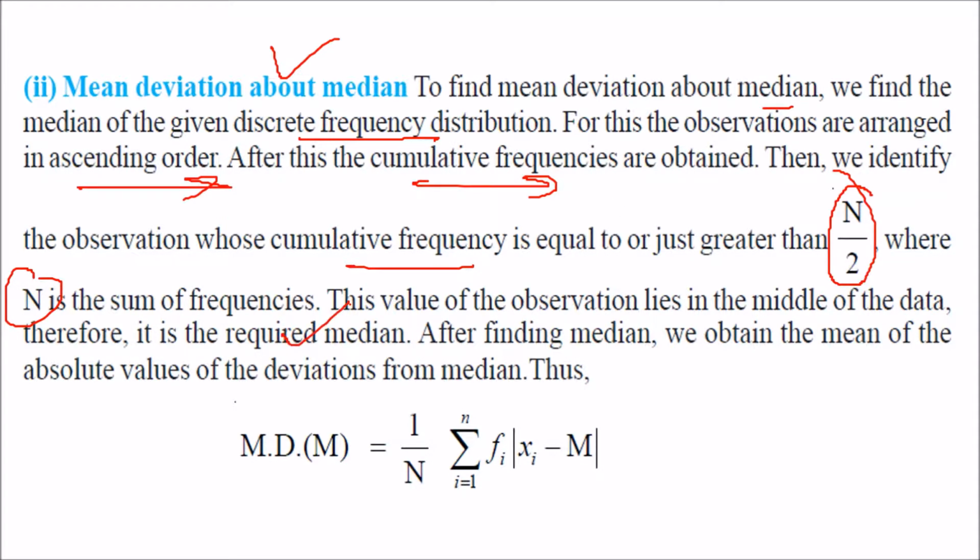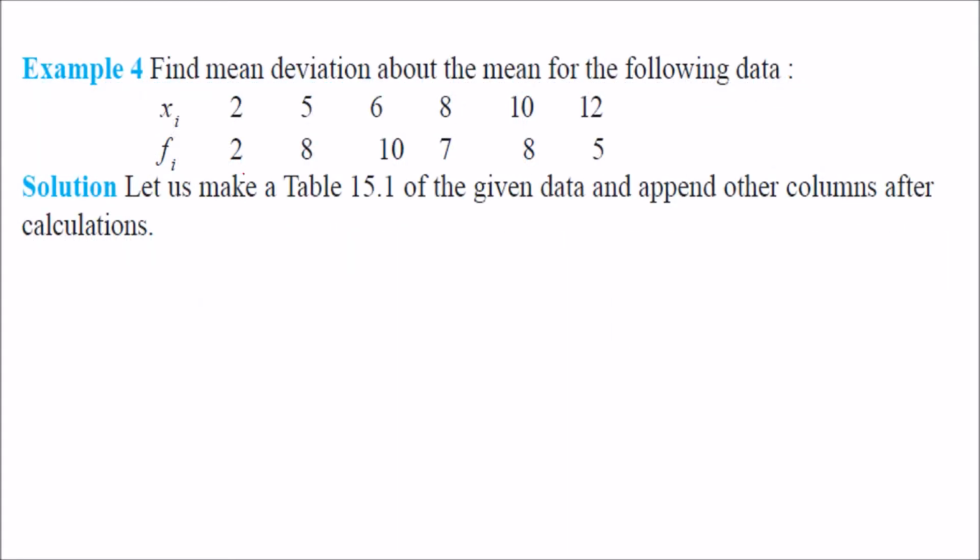That is, we'll have the required median, and once we have found the median, we will obtain the mean of the absolute values of the deviations from the median, like this: the absolute value of xi minus M, where M is the median, times fi, summed up, times 1 by N. And we'll see this with an example.